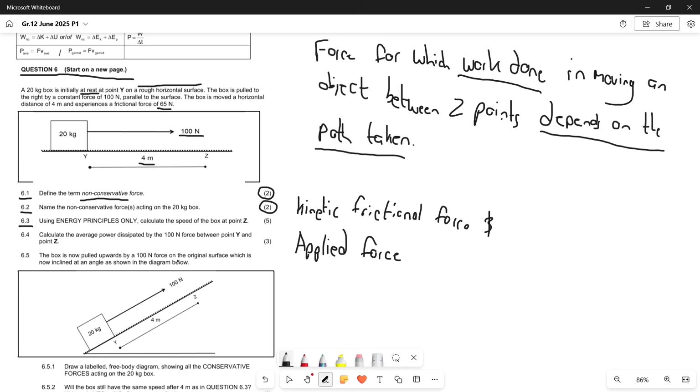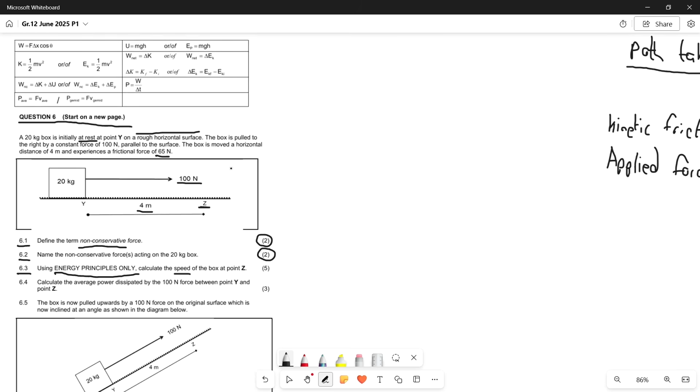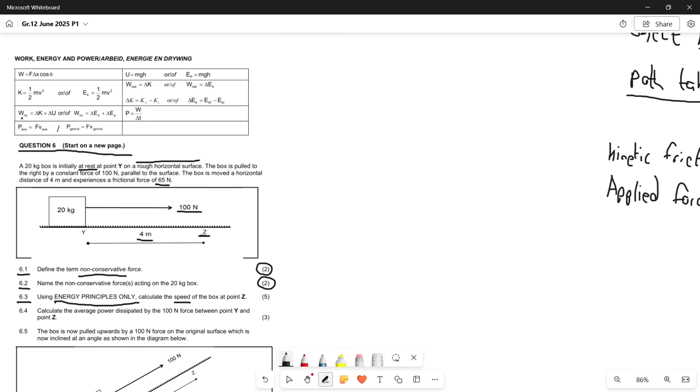And then 6.3, it says using energy principles only in capital letters, calculate the speed of the box at point Z over here. Okay, so whenever energy principles are mentioned, we have to look at either of these guys. This WNC is a great one because that means the work for a non-conservative force, which is exactly what we're dealing with here. So we can work with this, the change in kinetic energy plus the change in potential energy. So that's great. We can work with that.